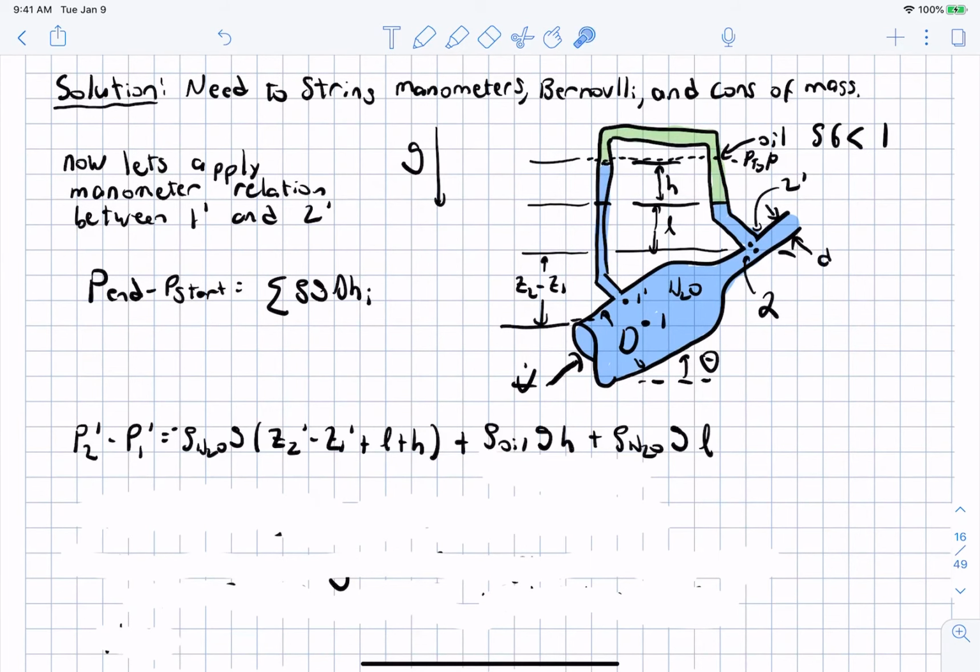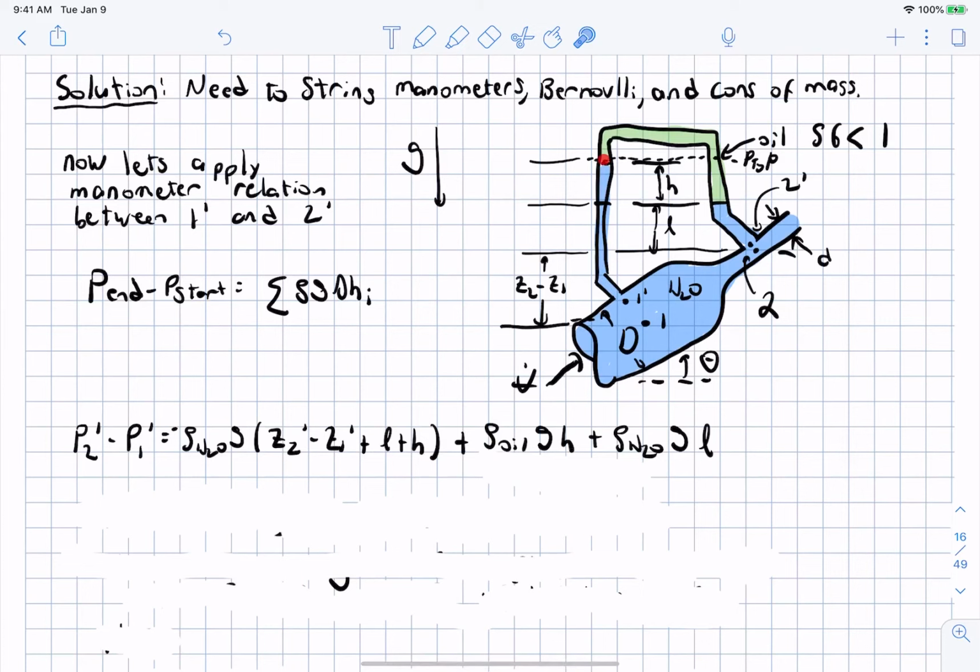Okay, and so we just apply the manometer relationship. So P2 prime minus P1 prime. Well, first we start in the water. So that's rho H2O times G, and we go up from point 1 prime here to the elevation of point 2 prime. So that height is Z2 prime minus Z1 prime. Then we go up another L. Then we go up our height H. Okay, and so we have started here. Now we are here in the loop. So we are in the water, and again, we are going against gravity, so there's a negative sign right there.